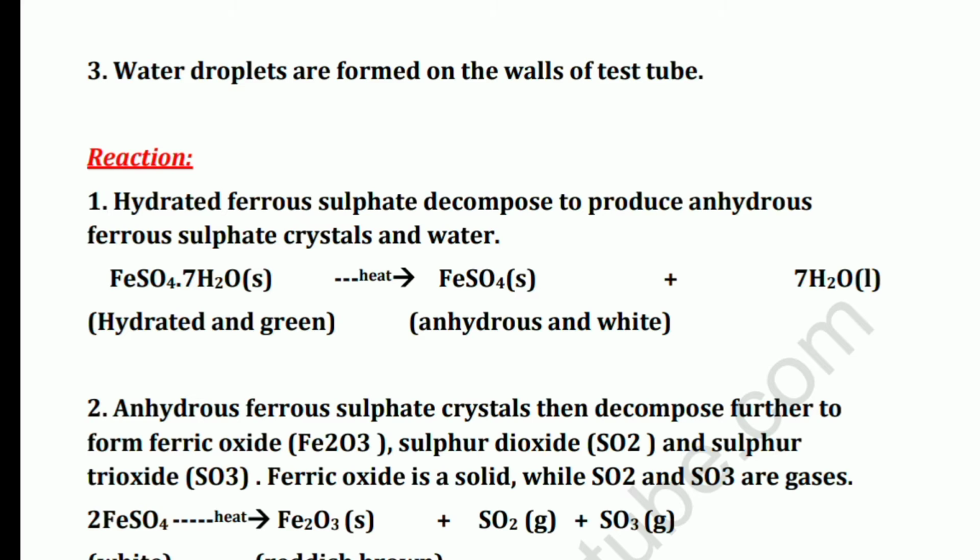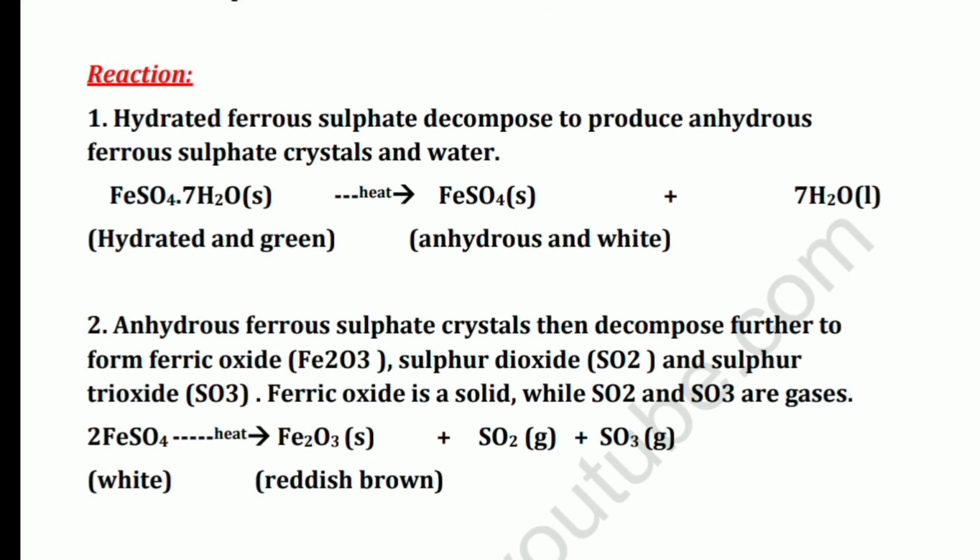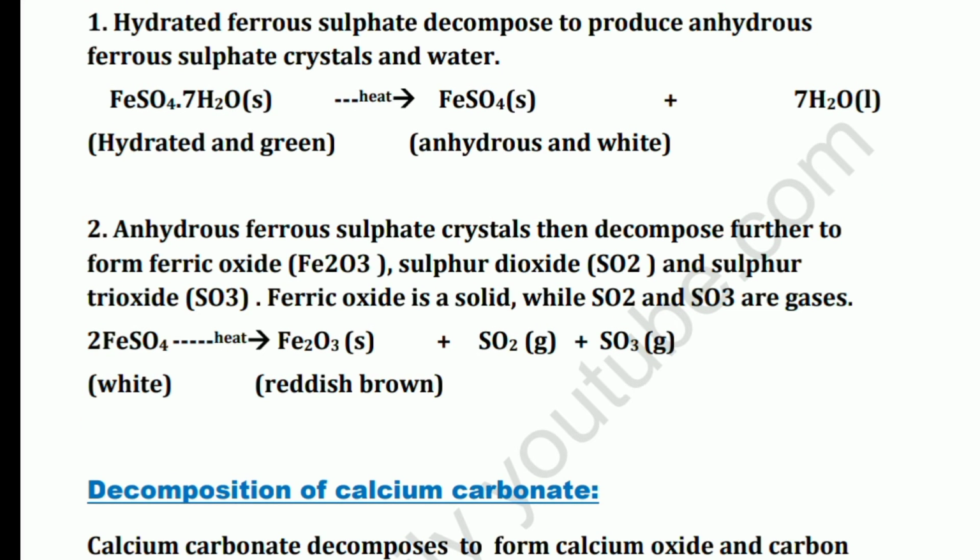But when you heat it further, then what happens? Now this ferrous sulfate which you got decomposes to form ferric oxide plus sulfur dioxide gas and sulfur trioxide gas. Okay. Now this is what is written, and this ferric oxide is reddish brown in color. So at the end, the reddish brown color which you get is due to the formation of ferric oxide. Okay. And SO2 gas and SO3 gas are evolved in the reaction.